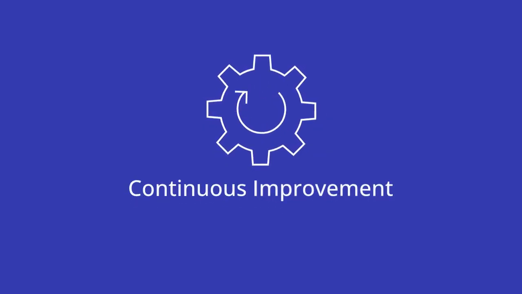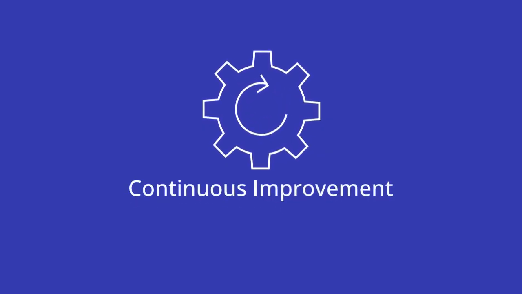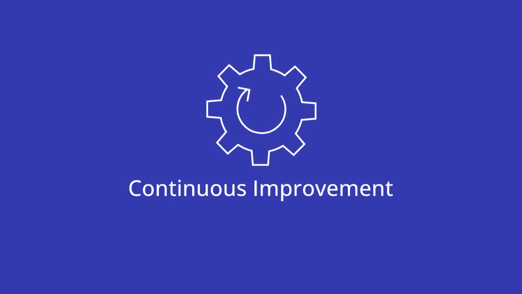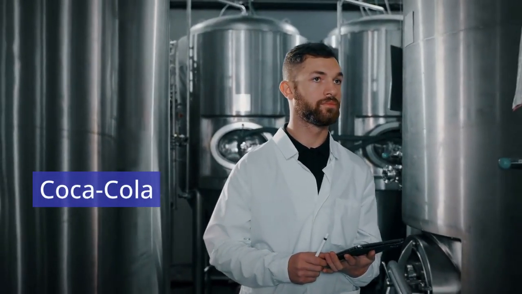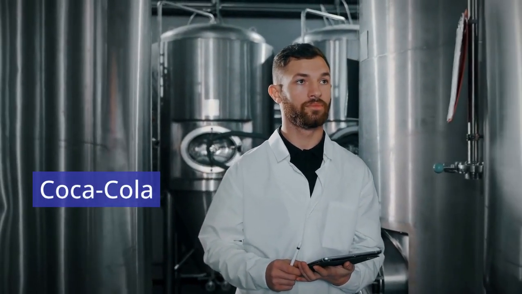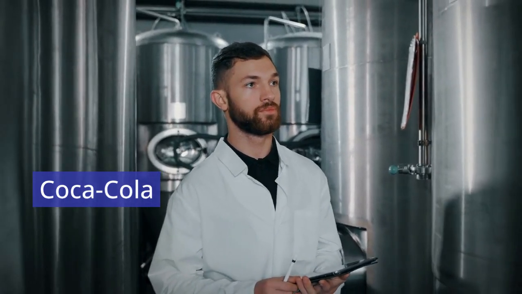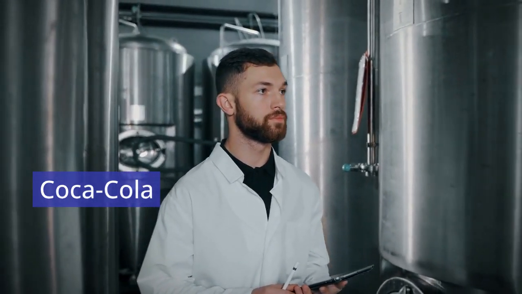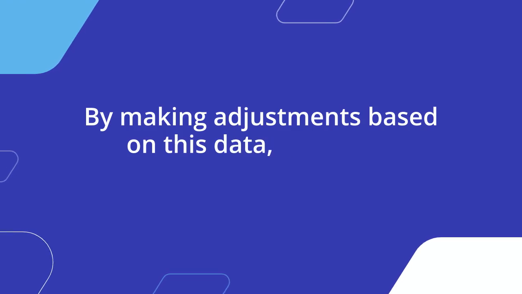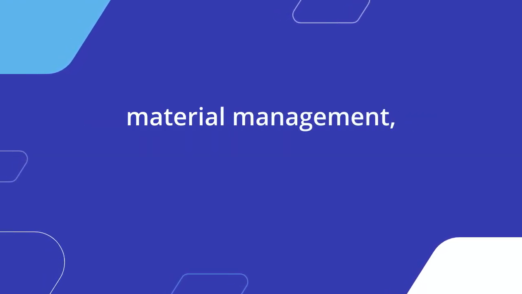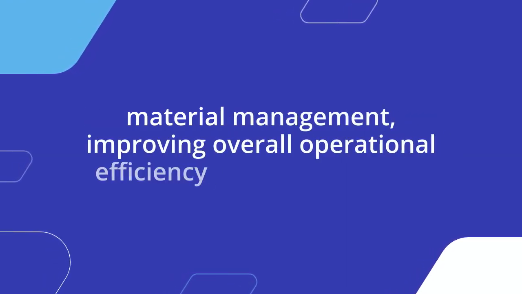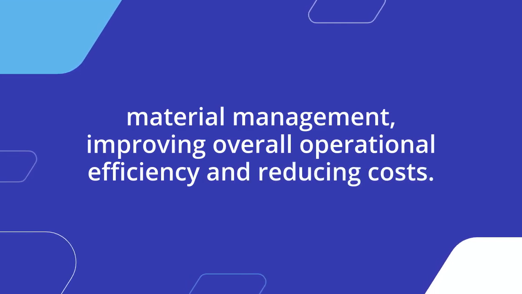MRP systems require continuous improvement to adapt to evolving business needs. Coca-Cola regularly reviews its MRP processes, analyzing key performance metrics such as production efficiency and inventory turnover. By making adjustments based on this data, Coca-Cola continuously enhances its material management, improving overall operational efficiency and reducing costs.